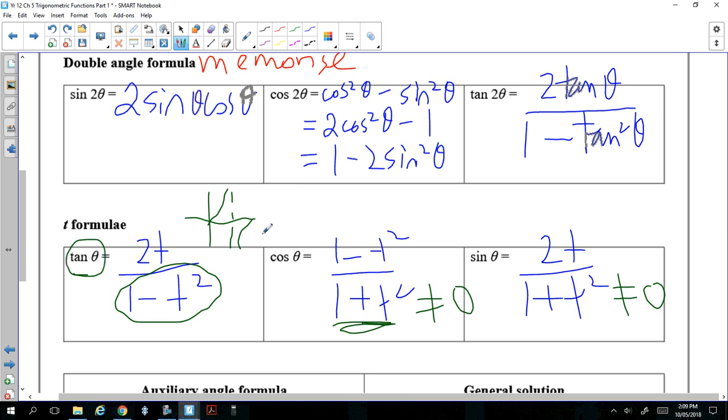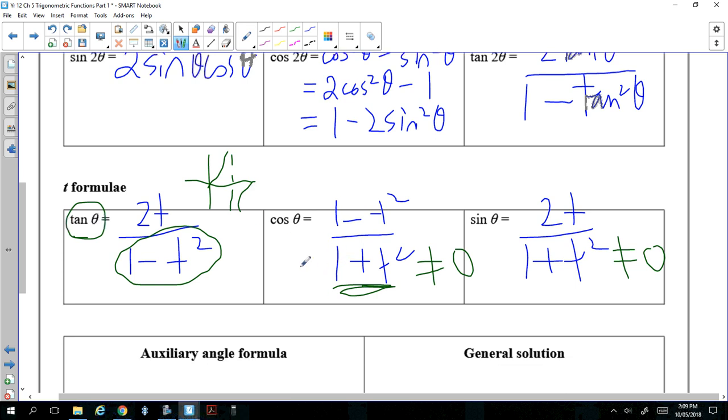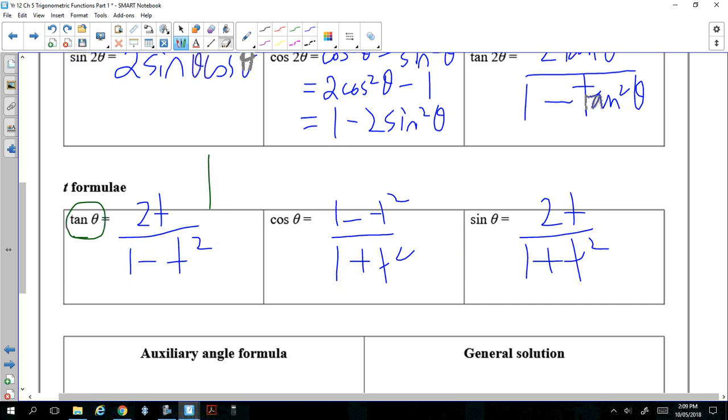So you get a vertical asymptote. Okay? Alright, so let's get rid of that. Okay, good. Alright. What else are there? Auxiliary angle formula. That's not on the formula sheet, so let's write them down.